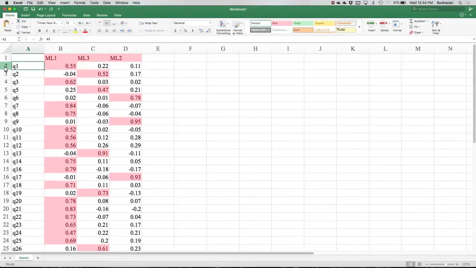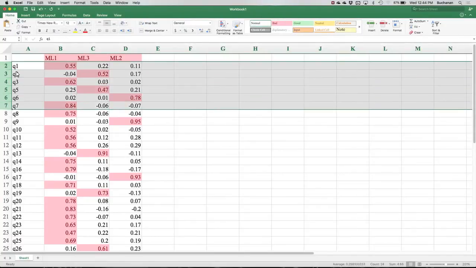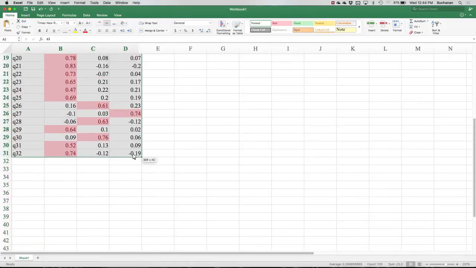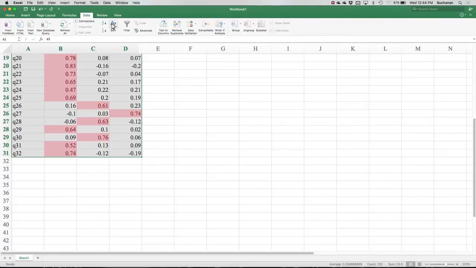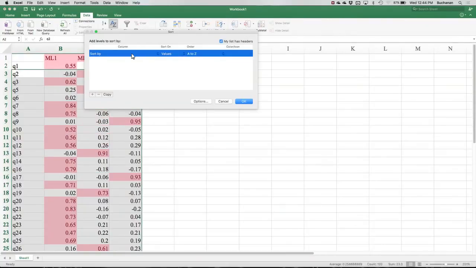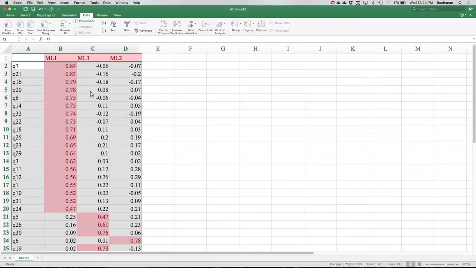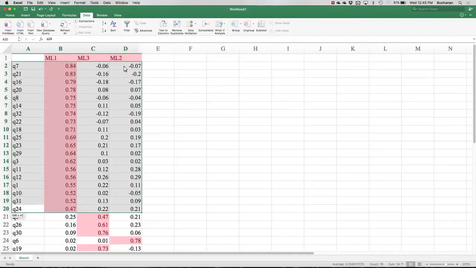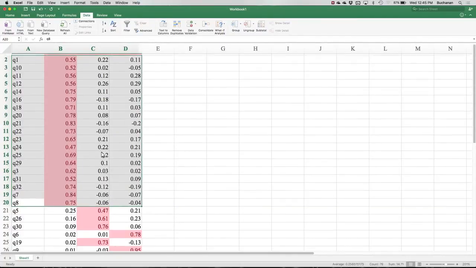So what you can do is highlight all the questions. Tell it to sort. So data. I picked A to Z sort. Sort by column 2. Okay. And then largest to smallest. Okay. So that put all of those questions together. Okay. And then if I wanted to be really fancy, I'd actually sort by the question.